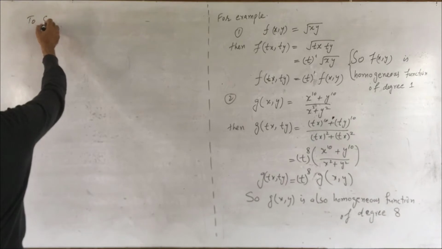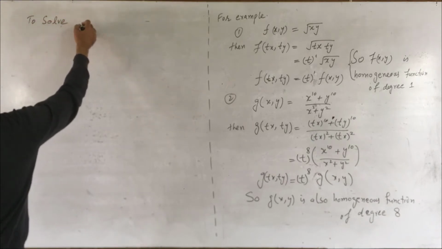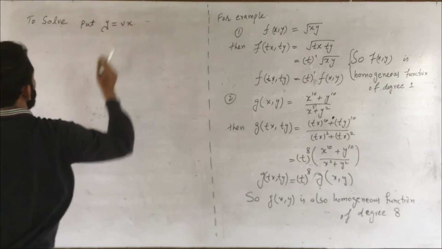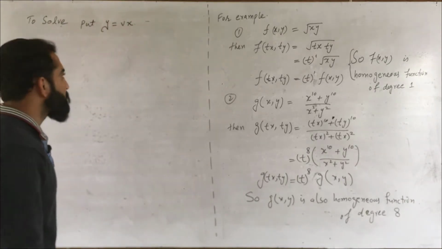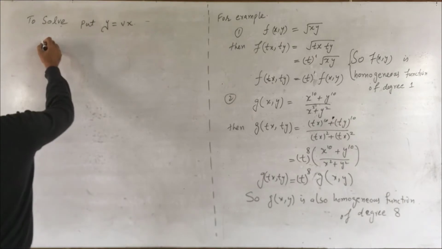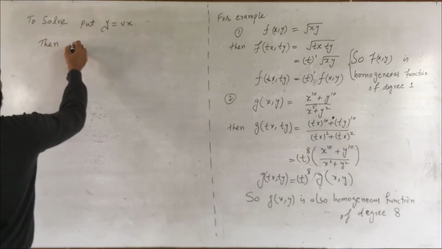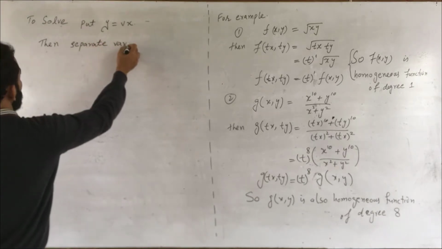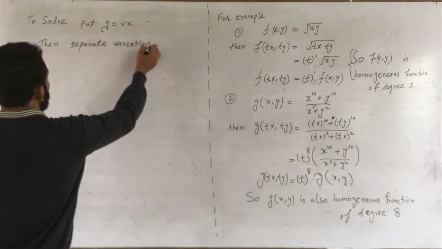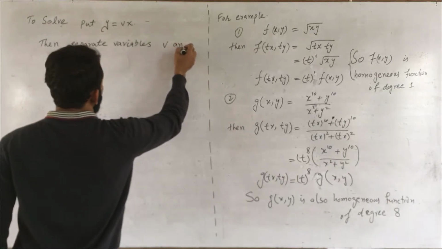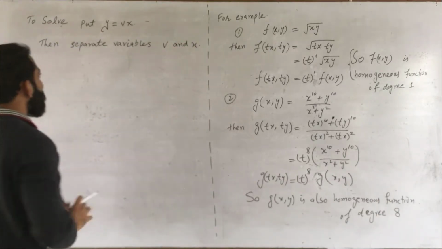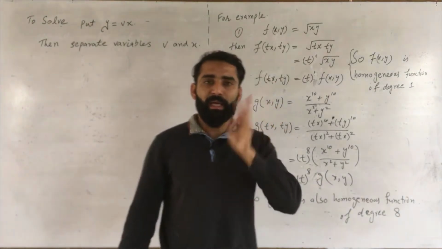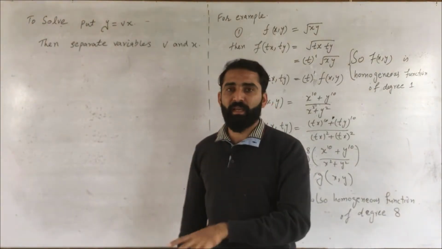To solve, put y is equal to vx. V is another variable. Then separate variables v and x. When we put y is equal to vx, the equation will convert to two variables, which is v and x. V is the dependent and x is the independent variable.